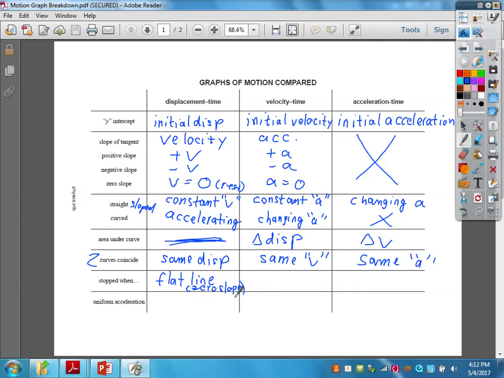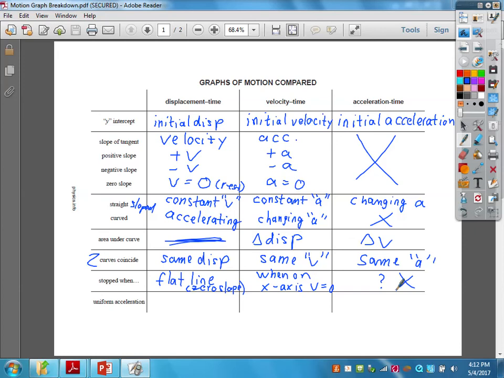When are you stopped on a velocity time graph? When on the x-axis, when v equals 0. When are you stopped on an acceleration time graph? You don't know. It doesn't give you that information. Again, an acceleration time graph doesn't tell you how the object is moving.